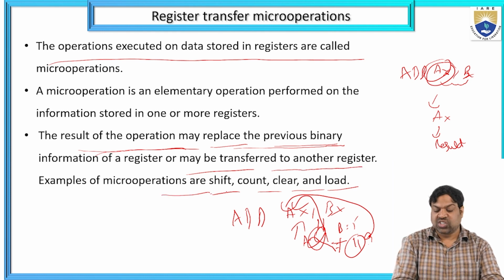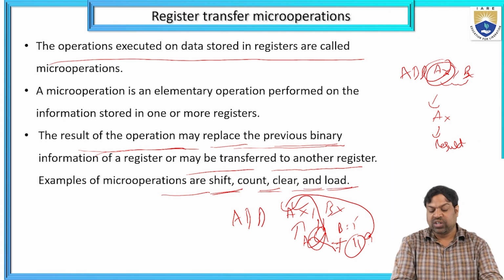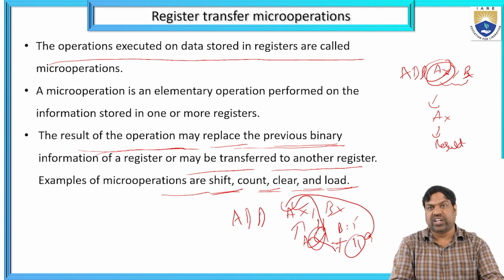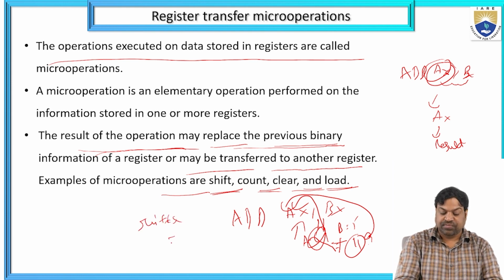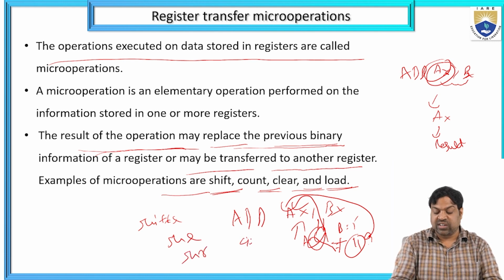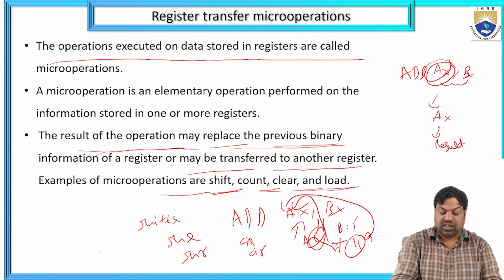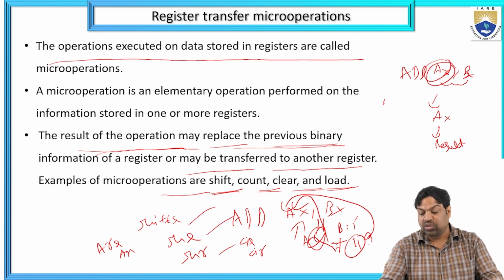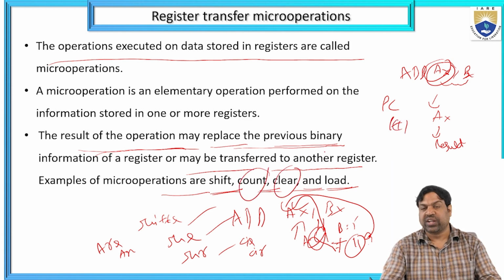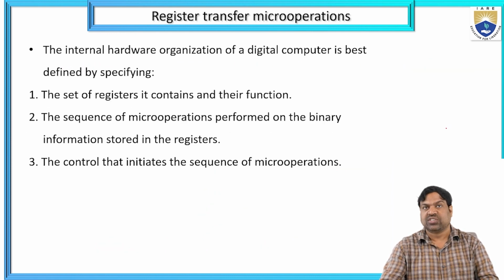The micro operations are shift, count, clear and load. These are the micro operations of register transfer. Shift we already discussed: SHL, SHR, shift left, shift right, circular left, circular right, arithmetic left, arithmetic right. Count is PC equal to PC plus 1, counting the next value. Clear means we are clearing all those bits. Load means we are loading the values into the registers.